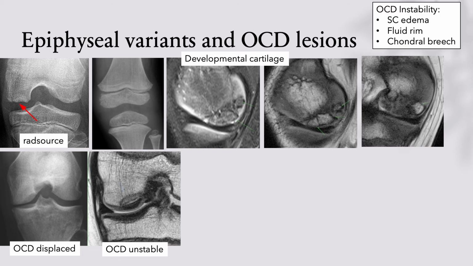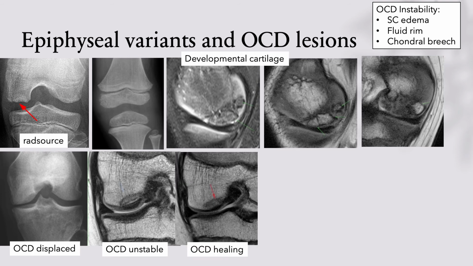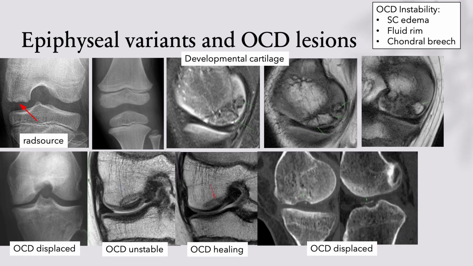The key thing we want to determine is whether these are stable or unstable, and that is decided on the basis of whether there is bone marrow edema, whether there is a fluid rim between the lesion and the underlying native bone, and if there's a breach in the overlying cartilage. These can heal spontaneously, such as in this case, or they can go on to displace out and be fragmented and become unstable and come out of where they should be.